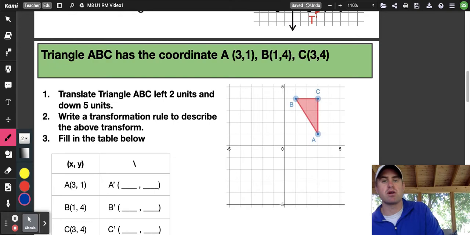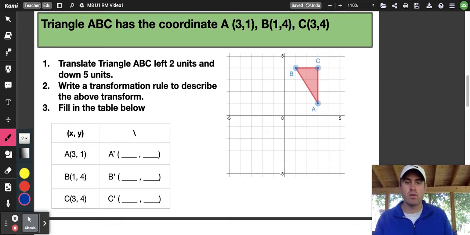Let's actually do a transformation here. So here we have triangle ABC, and we would like to move it left 2 and down 5. So what I'm going to do is I'm going to take each of these points. I'm going to start with A, go left 2 and down 5. 1, 2, 3, 4, 5. Put a point. That's A prime. We're going to take B. We're going to go left 2, 1, 2, and down 5. We'll end up there. That's B prime. And then C, we're going to move that one left 2, and then down 5 would end up right there. So there's C prime. And then we can draw our triangle.